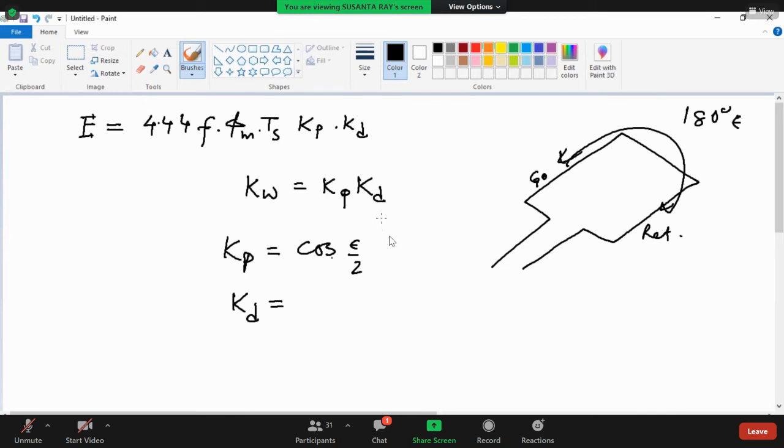Okay, so let me explain like this. Suppose a coil is giving you some 5 volt.